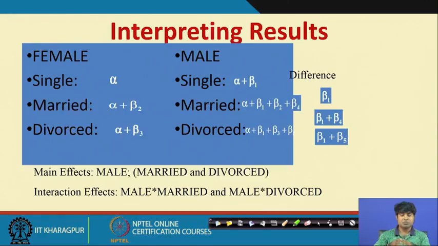If every time it is yes, then every component will be added into the process. So, alpha, beta 1, beta 3, beta 5, and alpha, beta 1, beta 2, beta 4. That is the difference. The male will go to the direct impact, and the interaction effect will be through male married and male divorce.